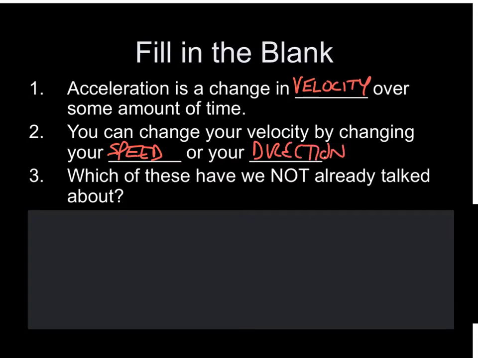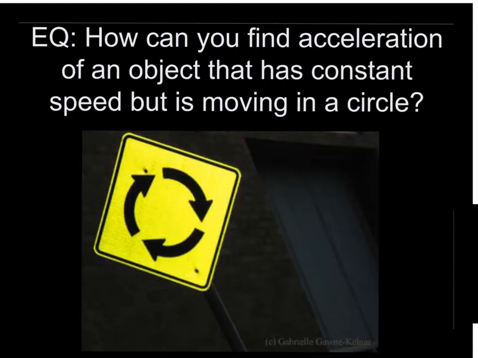We've talked about changing speed. We do acceleration equals delta v over delta t, and you're getting faster or slower to accelerate. But we haven't talked about changing direction yet, so that's the idea of what we're going to talk about today. So what we're going to do in this lesson is talk about how you can find the acceleration of an object that has constant speed but is moving in a circle.